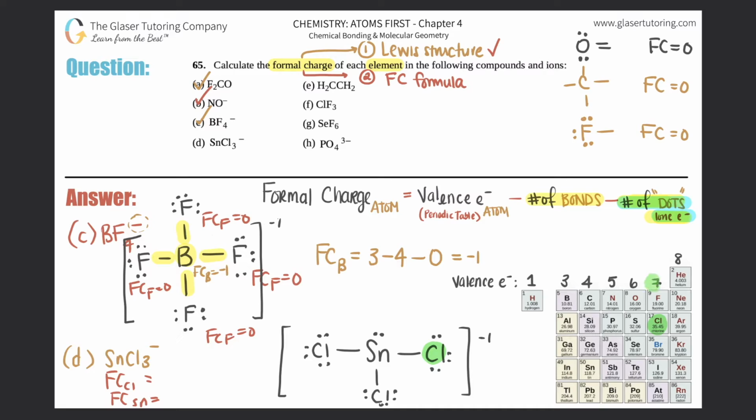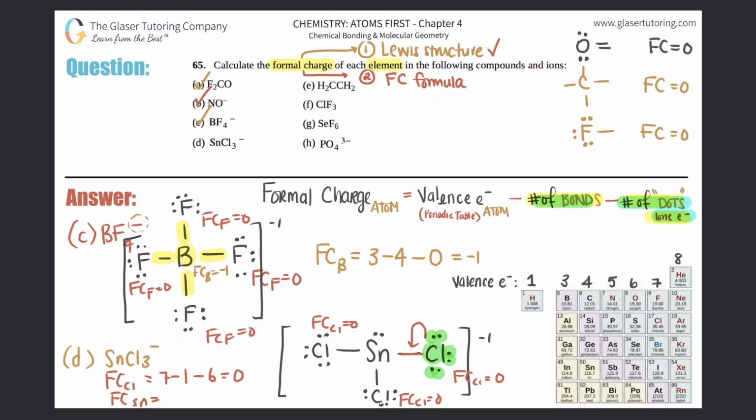Chlorine has a valence of 7. So 7 minus number of bonds that this chlorine has. Well, it just has the 1 bond. So it'd be 7 minus 1 minus number of dots. 1, 2, 3, 4, 5, 6. So that's a 6. 7 minus 1 minus 6 is 0. So that means that all of these would be 0. Formal charge of chlorine, 0. Formal charge of Cl is 0.